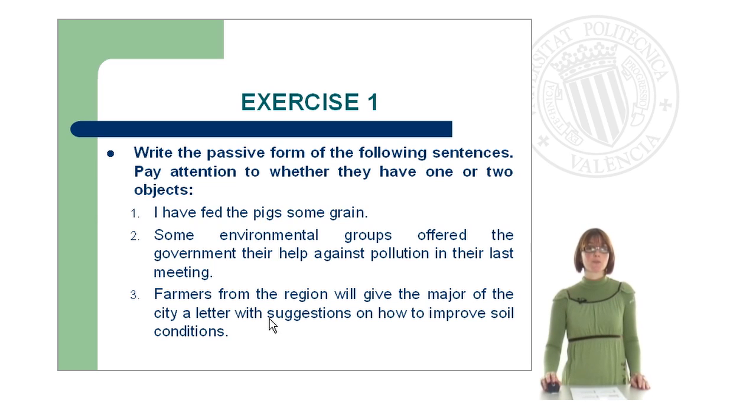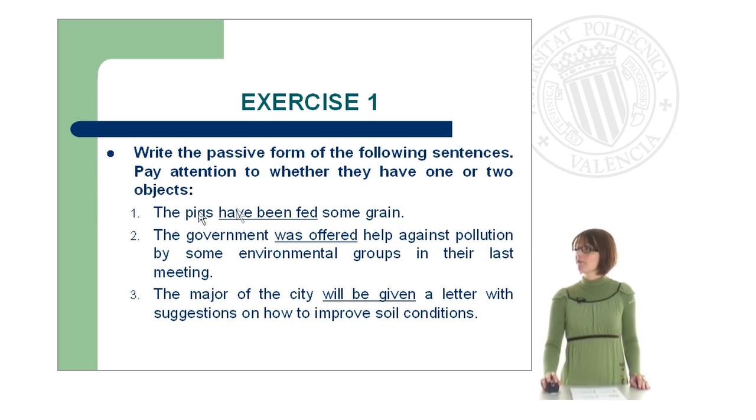And here go the solutions. The pigs have been fed some grain. The government was offered help against pollution. And 3. The mayor of the city will be given a letter with suggestions on how to improve soil conditions. So remember that the pigs, the government, and the mayor of the city were the indirect objects in the active sentence. Okay, direct objects remain objects in the passive structure. Some grain, help, and a letter.